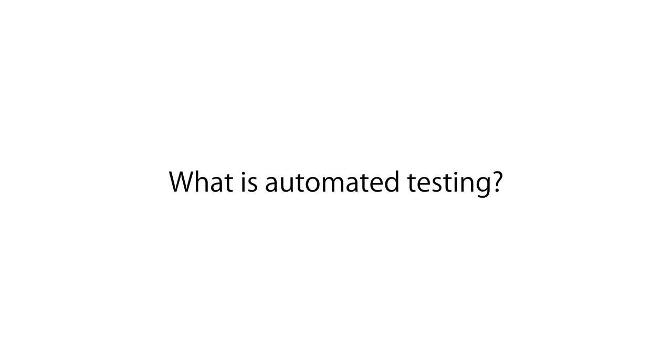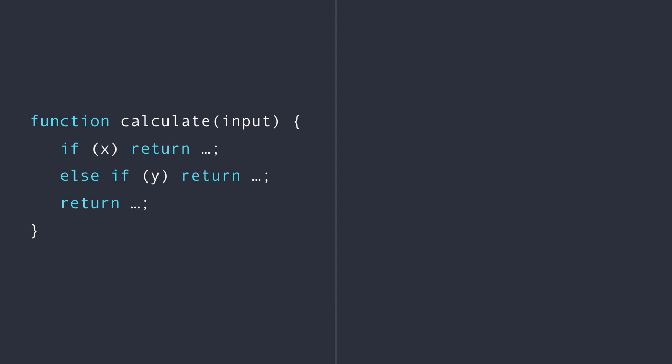What is automated testing? Automated testing is basically the practice of writing code to test our code, and then run those tests in an automated fashion. So here's an example. Imagine we have this function somewhere in our application. It's a basic calculate function. It takes an input, and depending on some conditions, it returns different values. Now imagine this function is used somewhere in the application.